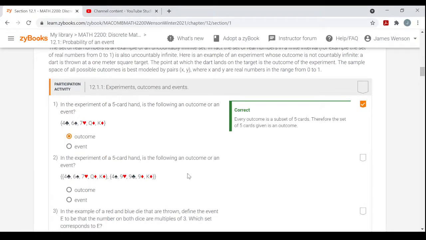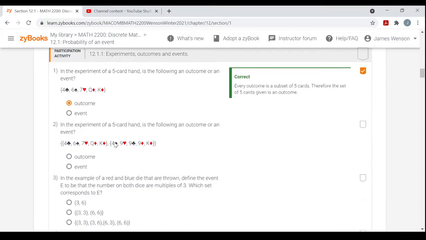Is the following. Now again, pay attention to your braces. If there was a second set of braces around this, it would have been an event, because it would have been the set with one hand in it, one outcome. But it has just one set of braces, so it's just a single outcome, a single 5-card hand. Now this one has the second set of braces out here. So this is the set with 2 5-card hands in it. So this is a subset of all possible 5-card hands. This is an event.